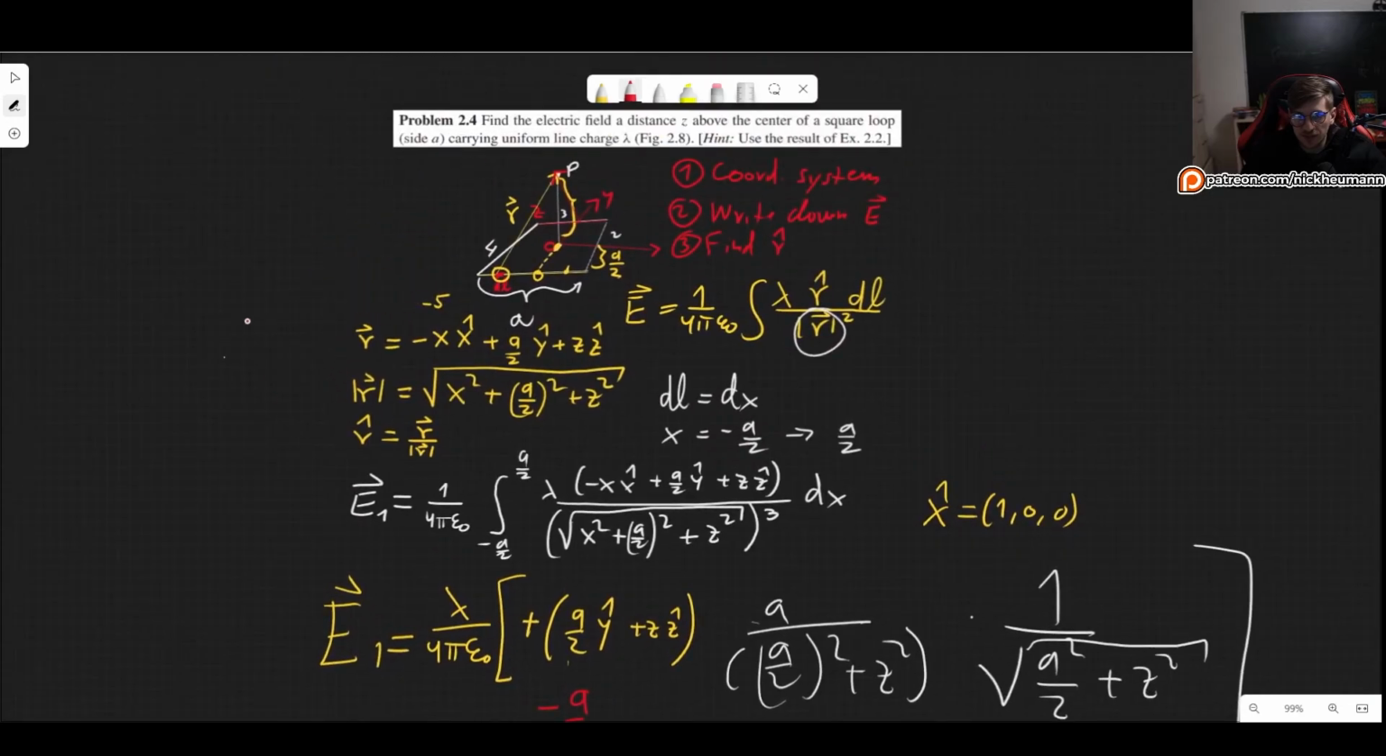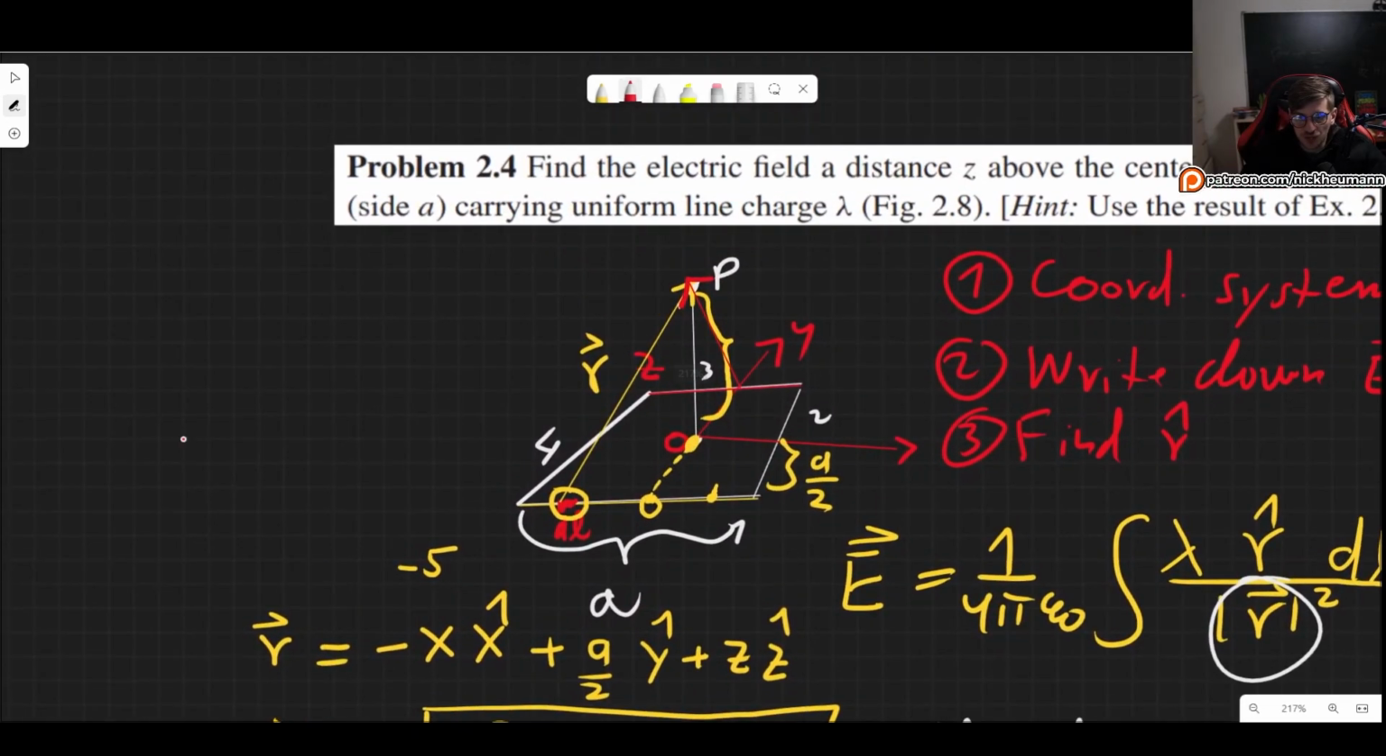How do I know it? In fact, if you want to check, you can write down the r vector for this part. So for that part, let's say this is r1, the r2 vector, if you are here, well, you need to move, first of all, minus x, same as before, so you need to move minus x, x hat, then you need to move this distance, so you need to move minus a over 2 in the y direction, and still z in the z direction.